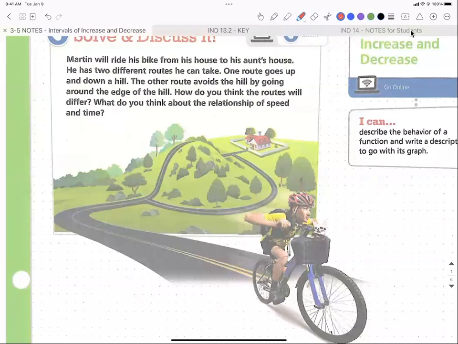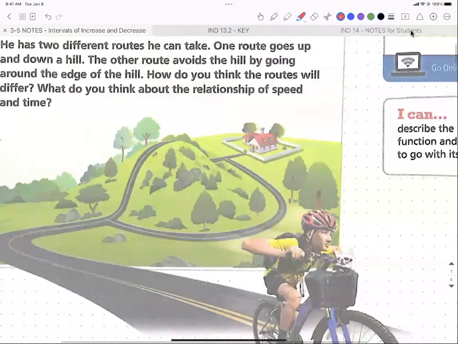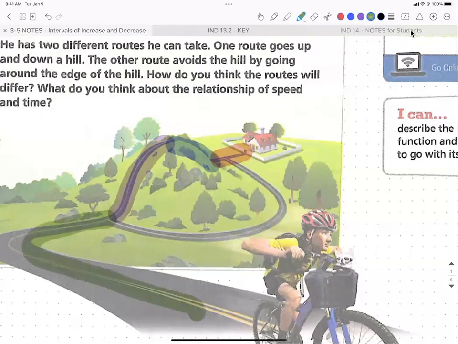So if you look at Martin's ride, the first interval is this stretch where he leaves his house. Okay, that's an interval. And then the next interval would be when he goes up the hill. And then the next interval would be when he goes down the hill. And then the next interval would be when he flattens out again. Okay, there's 4 intervals to the over the hill part of his route.